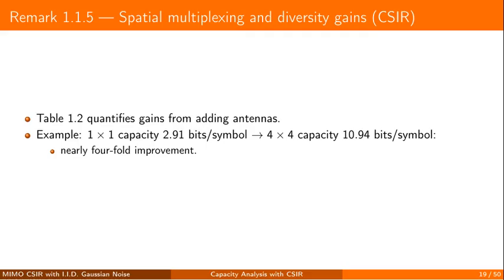What does this table tell us? It quantifies the payoff from adding antennas. Going from a single antenna link to a 4x4 system yields nearly a four-fold improvement in capacity. This is the combined benefit of spatial multiplexing and diversity. Multiple parallel channels, each more reliable than a single antenna link.